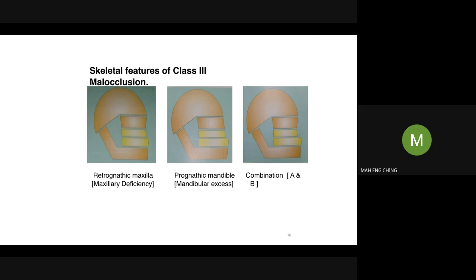So skeletal features of Class 3 malocclusion can be due to retrognathic maxilla. It means the maxilla is a bit too short. Or it can be due to a prognathic mandible, which is when the mandible is too long, mandibular excess, or a combination of both, maxilla too short or mandible too long.